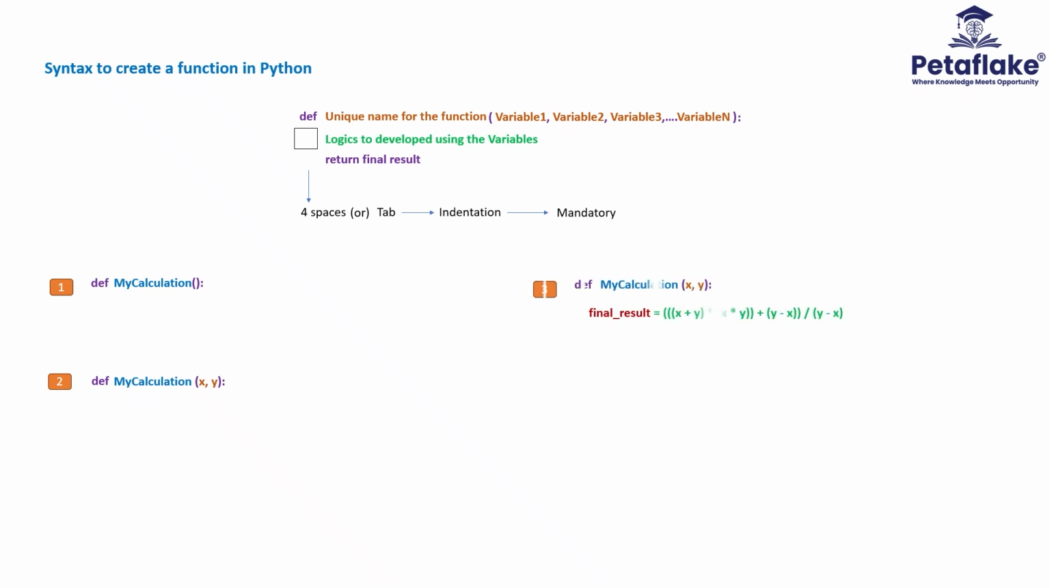The third step is we need to specify the logic, and the result of the logic should be stored in a variable. Here, we are specifying the logic and assigning the result of the logic to the variable with the name final_result. The fourth step is we must output the final result from the function using the return keyword. Here, we are specifying the return keyword, and next to the return keyword, we are specifying the variable final_result. The return keyword outputs the value of the variable final_result from the function. Now our function is ready, and we need to create this function in the Python interpreter.